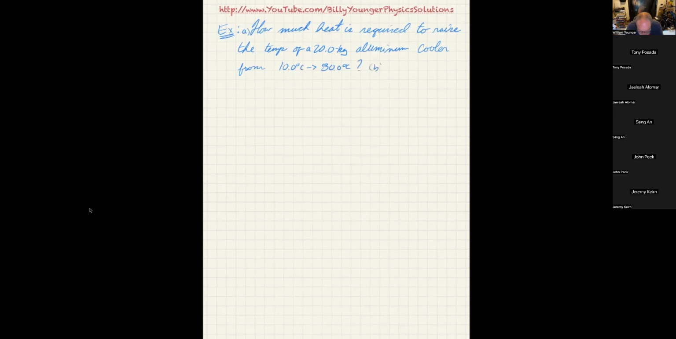And part B, what if it is filled with water at 10.0 degrees Celsius? In other words, in the first case, I'm just going to bring an empty cooler up to 80 degrees Celsius from 10 degrees Celsius. In the second case, I'm going to take the cooler and have it filled with 10-degree water. And of course, the aluminum cooler is 10 degrees as well. And I'm going to bring them both up to 80. So how do we do that?